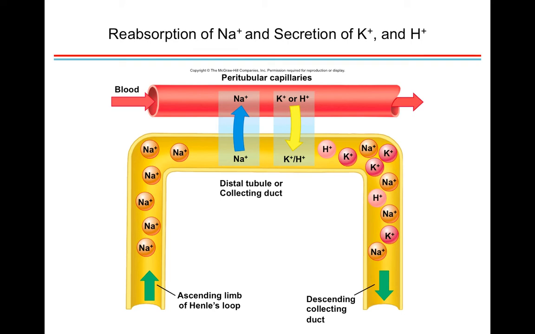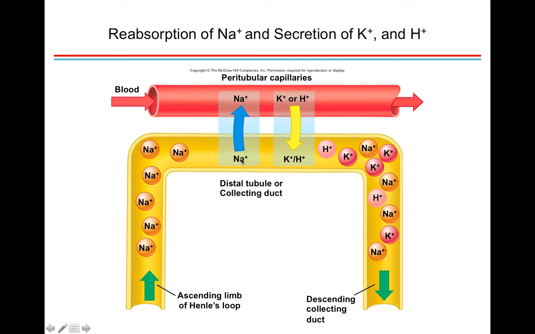So let's take a look at this picture that can help those of you who are visual learners to think about this. Here we have the filtrate coming up the ascending loop of Henle, entering the distal convoluted tubule, and then it exits to the collecting duct. So here are sodium ions that are in the ascending loop of Henle.